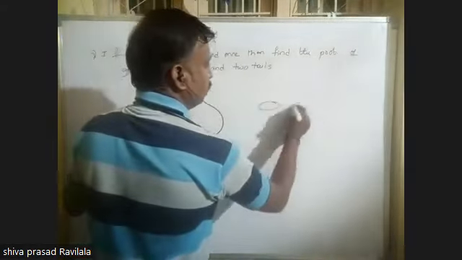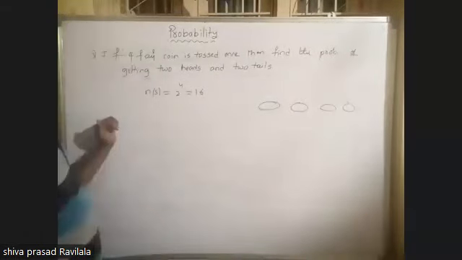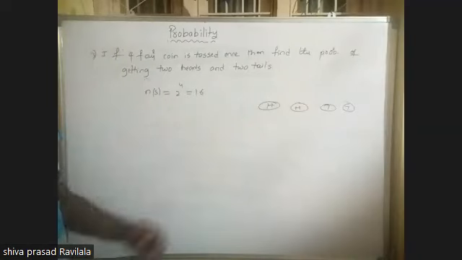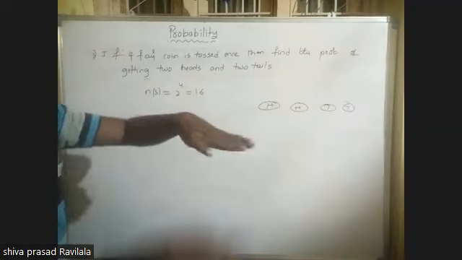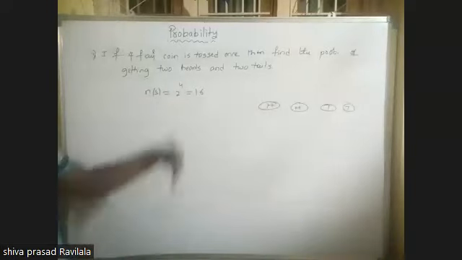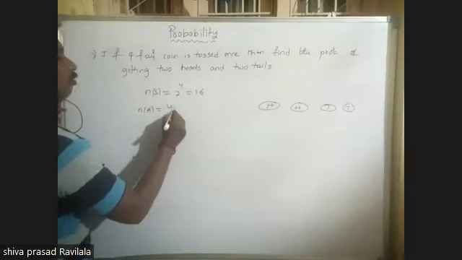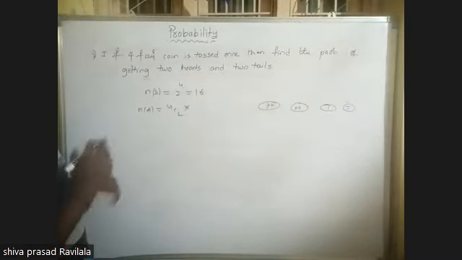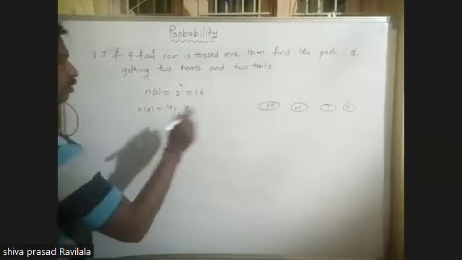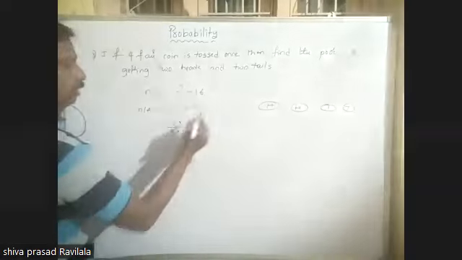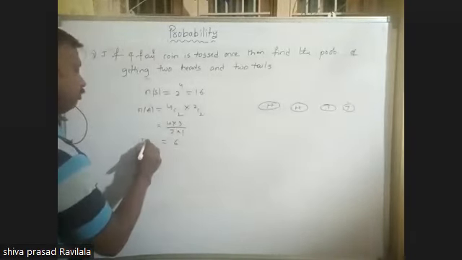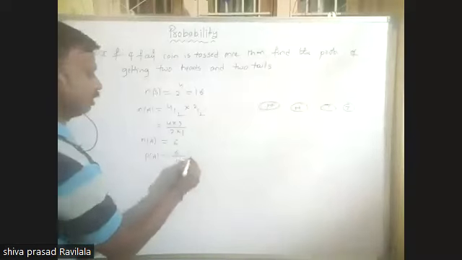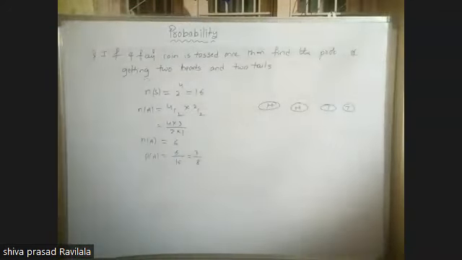And observe here, 4 coins: 1, 2, 3, 4. Getting first one head, second one head, and the remaining tails, and these cases. After the event happens, we have 4 results: 1, 2, 3, 4. In these, fix any 2. For example, N of A will become 4C2, you take any 2, into the remaining 2C2. Remaining 2C2 is no need to write, that is 2C2 value 1. 4C2 is equal to 4 into 3 by 2 into 1, which is 6. N of A is equal to 6. Therefore, P of A is equal to N of A by N of S, which is 6 by 16. Your answer is 3 by 8.